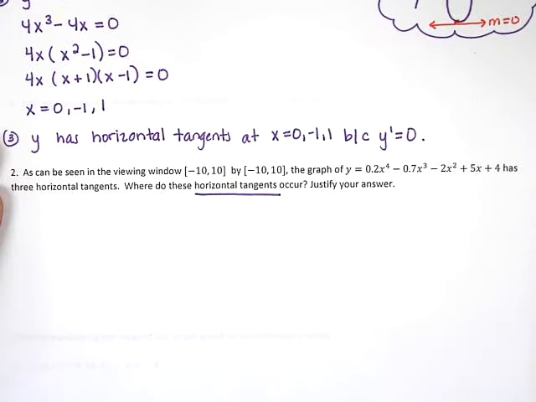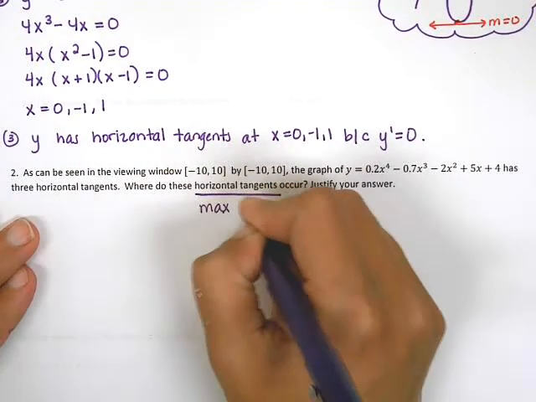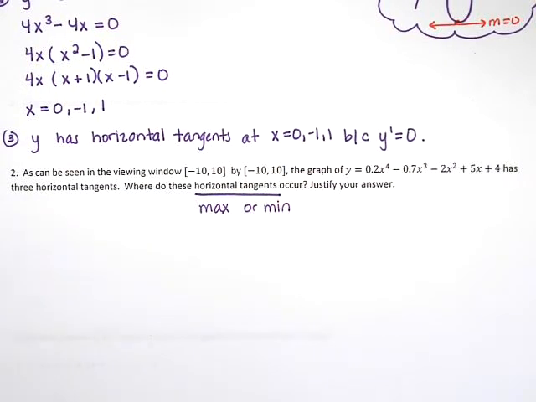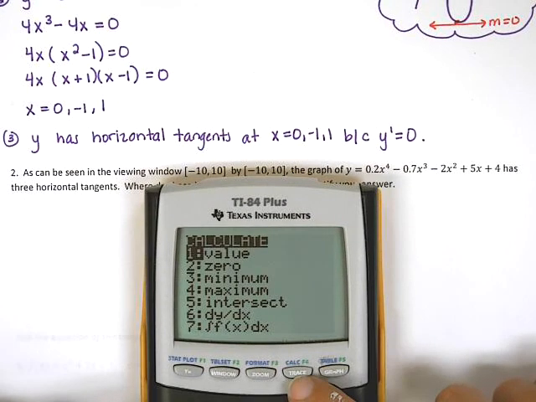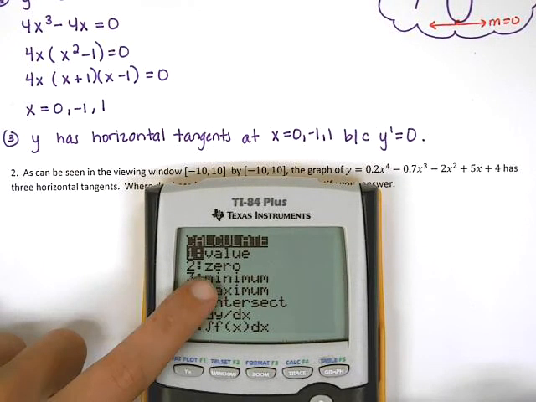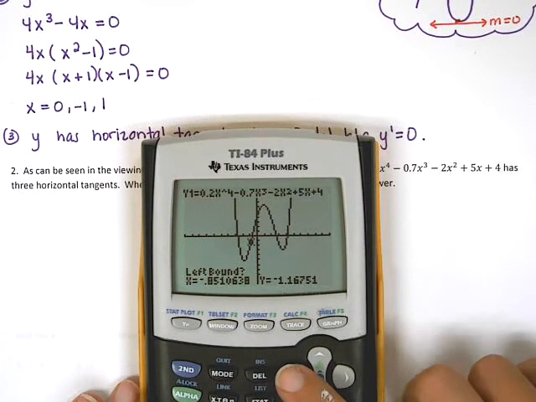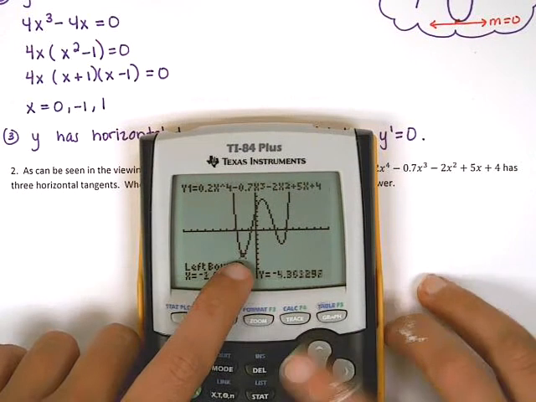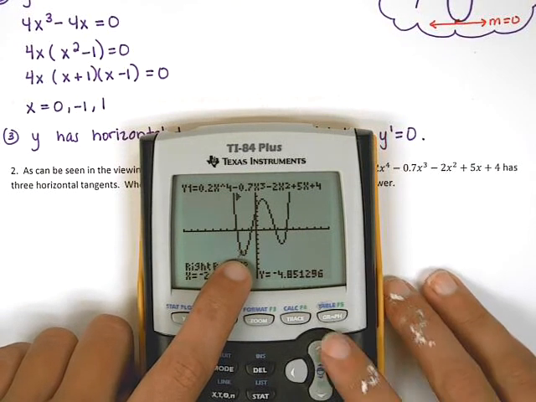In addition to thinking about horizontal tangents occurring at places where the derivative equals 0, we can also think about this at being at places where there is a max or a min on the graph. So using our graphing calculator, we can calculate by going to second calculate the maximum or the minimum. I'm going to find the minimum first, which is option 3. I'm going to use my little left and right arrows until I move to the left of this lowest point. Doesn't matter how far left, just slightly left. I'm going to hit enter.